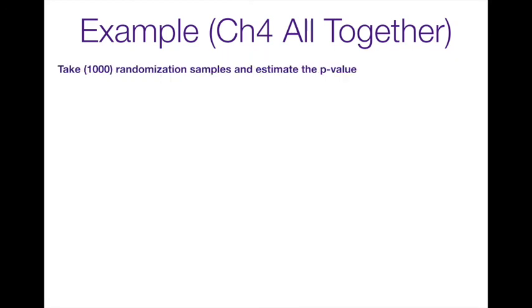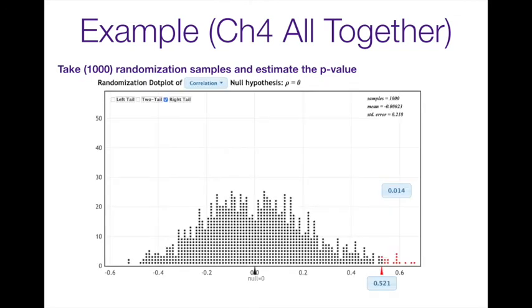So we are taking 1,000 randomization samples and estimating the p-value. So we end up with this randomization dot plot of the correlation. Each dot on here represents a correlation coefficient from one of our 1,000 samples. And over there on the bottom, we see 0.521. That was the correlation coefficient from our original sample. And up top there, in the other box, we see that that corresponds to a p-value of 0.014, almost. So if this was a one-sided hypothesis test, we'd be done.